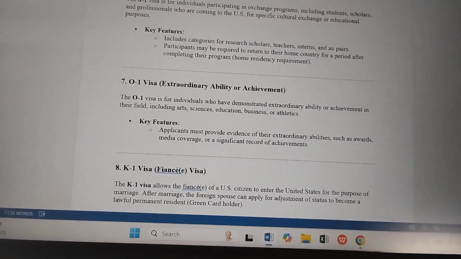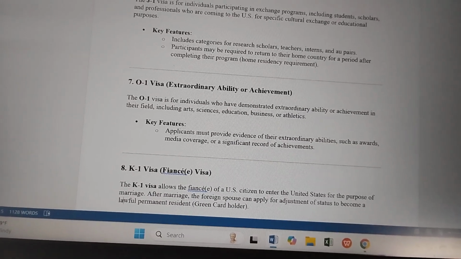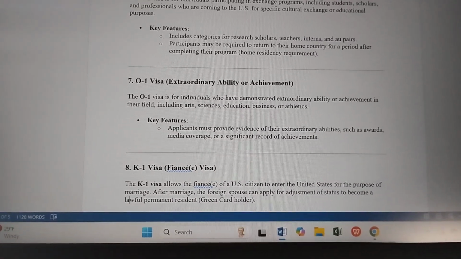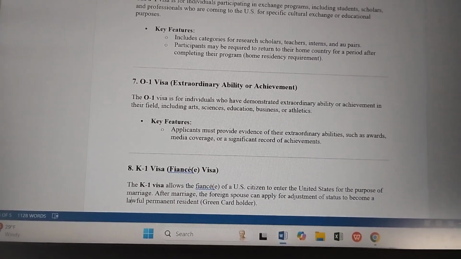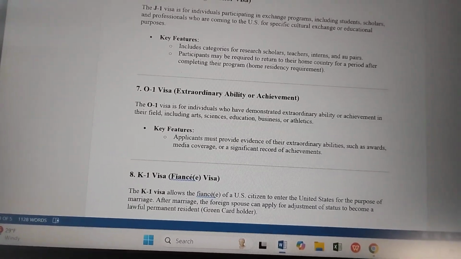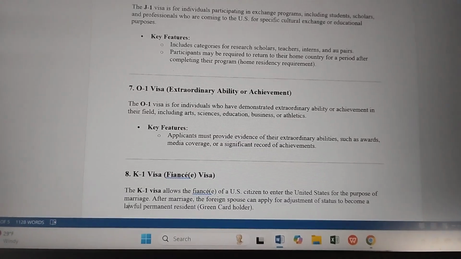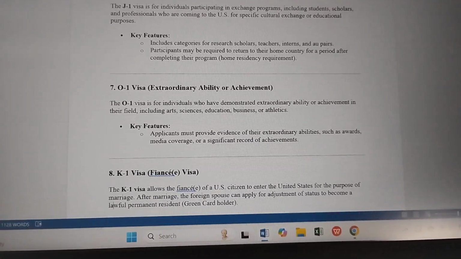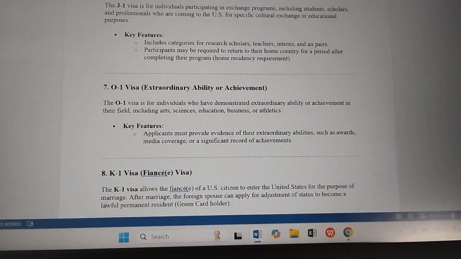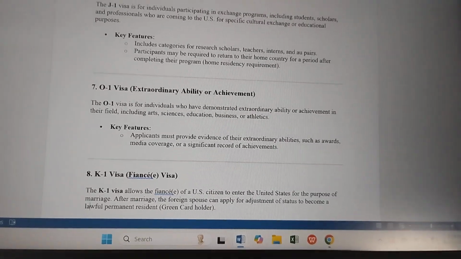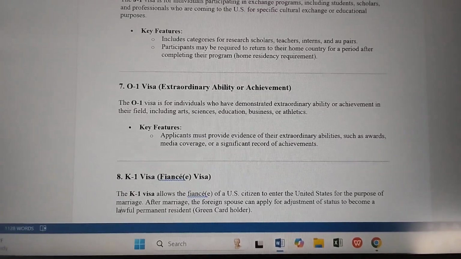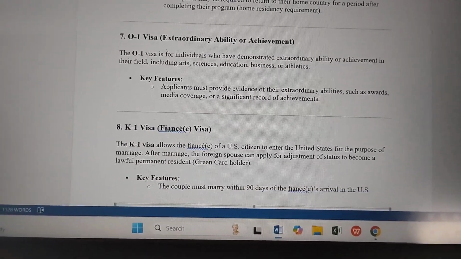We have the O1 visa. This is for individuals with extraordinary ability or achievement. People such as athletes, people who play soccer, football, athletics, people who are involved in running, musicians, people in the art industry, comedians. For them, they can use what you're calling what? The O1 visa. The O1 visa is for individuals who have demonstrated extraordinary ability or achievement in their field, including arts, science, education, business, or athletics. So the applicants must provide evidence of their extraordinary ability, such as awards, media coverage, or a significant record of achievement for you to be given an O1 visa.